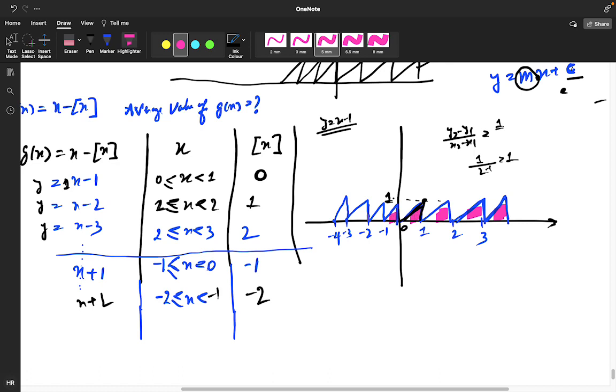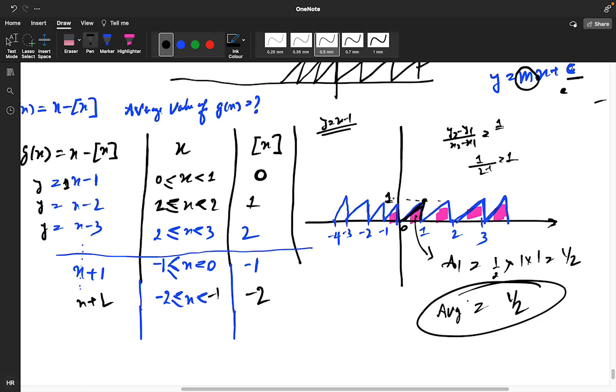Now it's very easy. You got a periodic signal. So what will be the average value? Find the area of any one part, half into base into height. So 1 into 1, you will get 1 by 2. And what is the time period? Time period is 0 to 1 only. So average value will be 1 by 2.